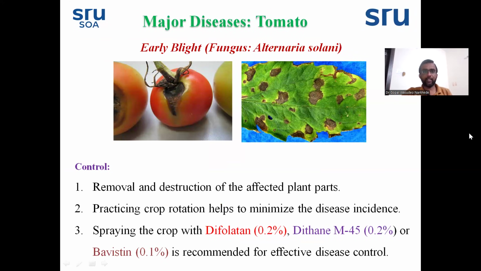So next is early blight caused by the fungus Alternaria solani. As far as the control measures, first you have to remove and destroy the affected plant parts. Then second, crop rotation. Third, spraying the crop with difolatan 0.2%, then Dithane M-45, then Bavistin is recommended for effective disease control.